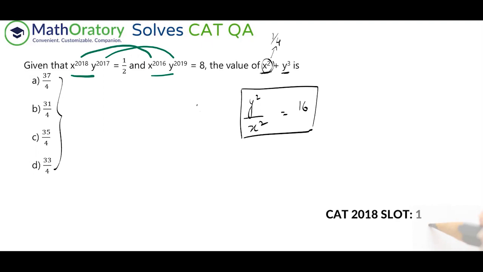So if I substitute x square as 1 by 4, so this comes out to be how much, by the way? So y square is 16x square. So 16 into 1 by 4, which is 4. So y square is 4, right? Now y square is 4, y can be plus minus 2.